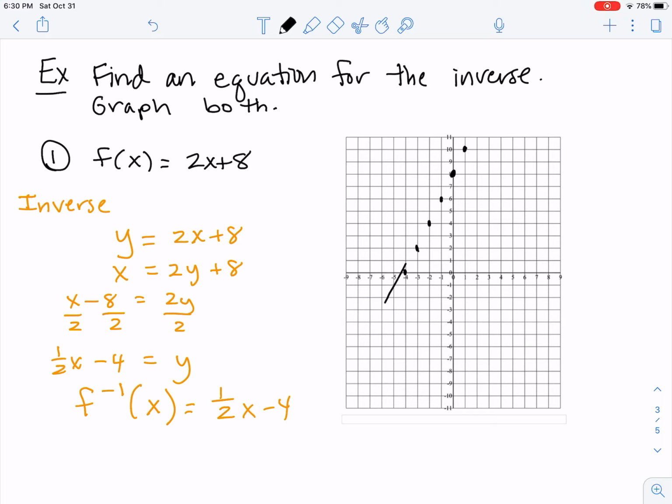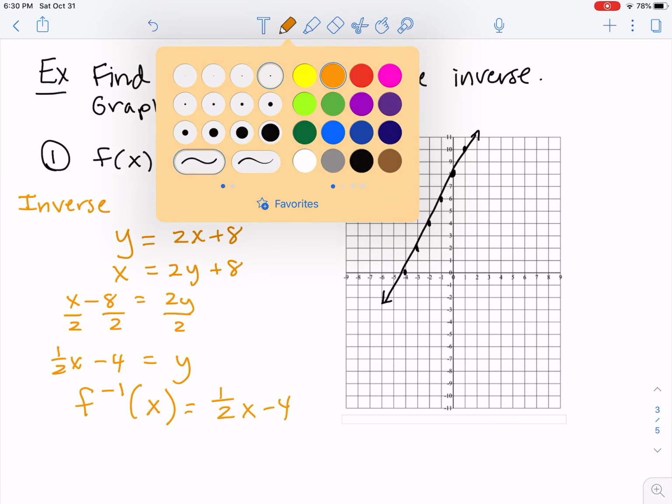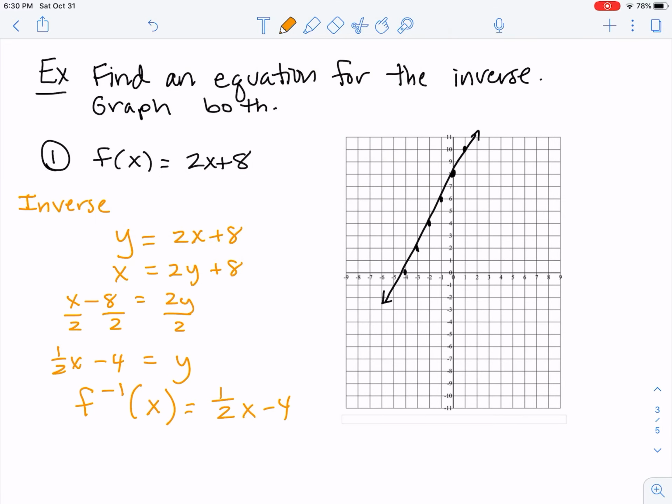I'm going to draw the function. Let me grab my orange. I'm going to graph the inverse. I go to (0, -4), because that is the y-intercept of that function. The slope is one half, so up 1, right 2, or down 1, left 2, however you want to think of it. I'm going to graph that. Very quickly here in green, I'll draw that line. Maybe I'll make it dashed. That might help a little bit.